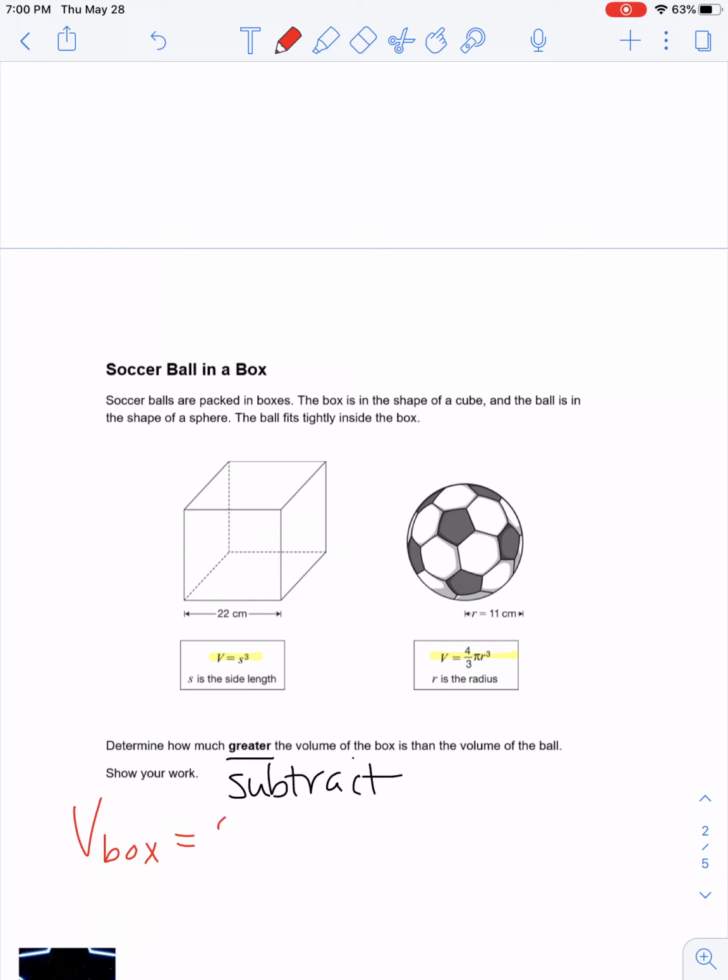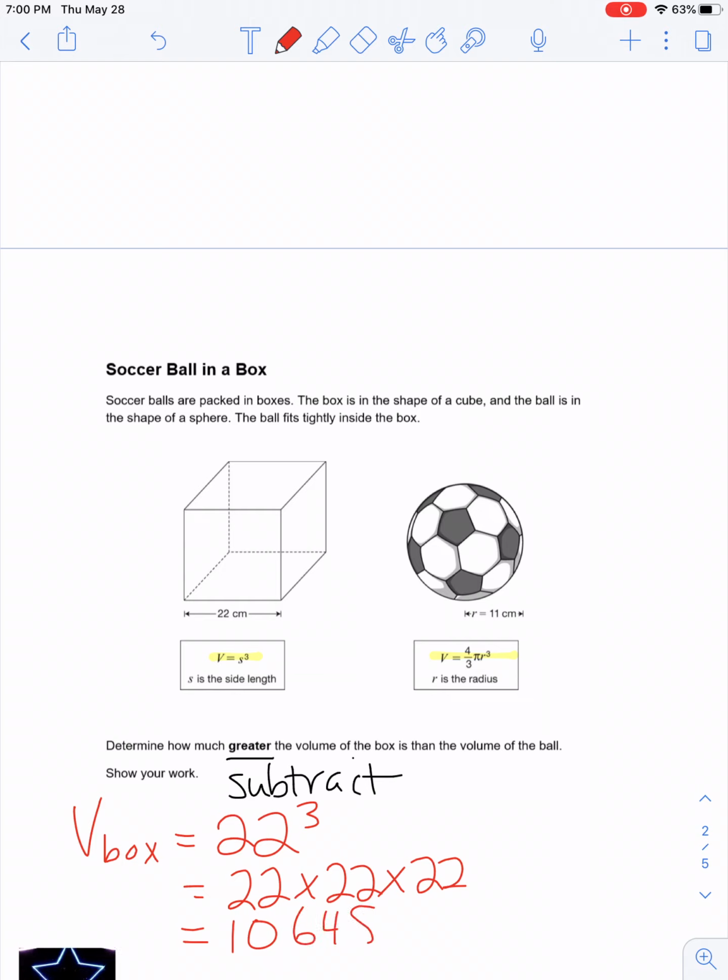So S cubed is 22 cubed, or 22 times 22 times 22. And when we put that into our calculator, we can either enter 22 cubed or 22 times 22 times 22, which I will do on my calculator. And my answer will be in centimeters cubed because we're talking about volume, which is three-dimensional. 10,648 centimeters cubed for the volume of the box.